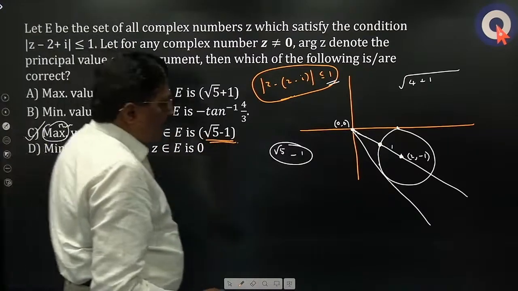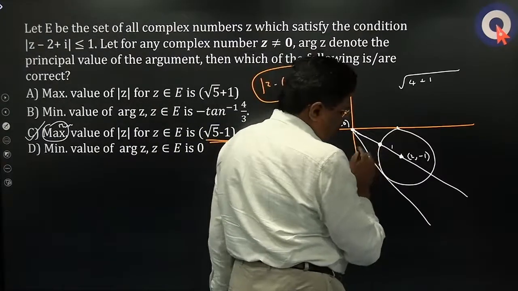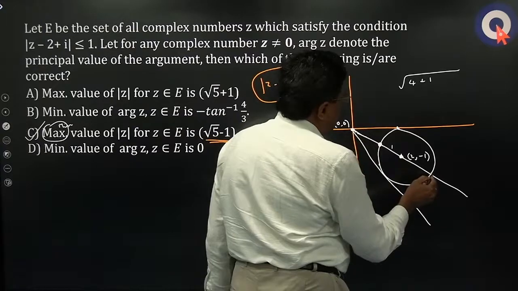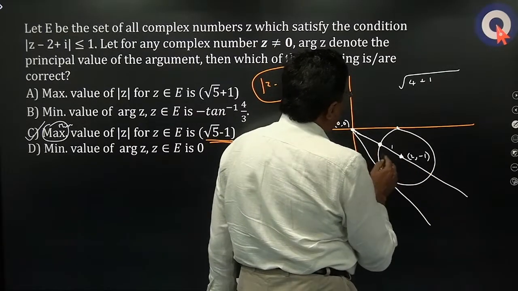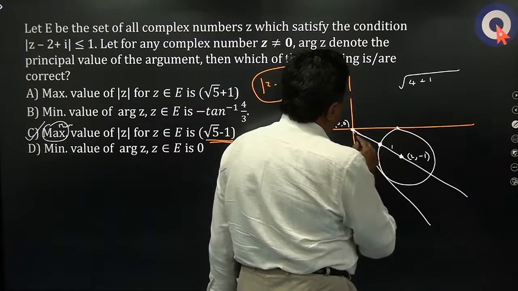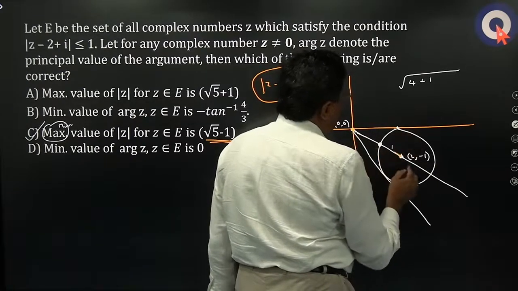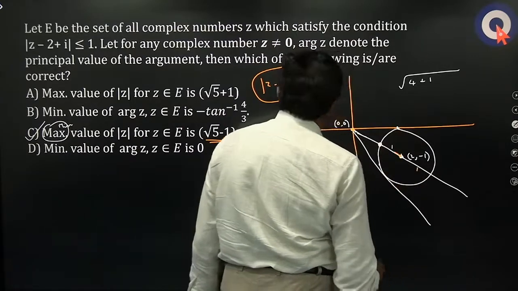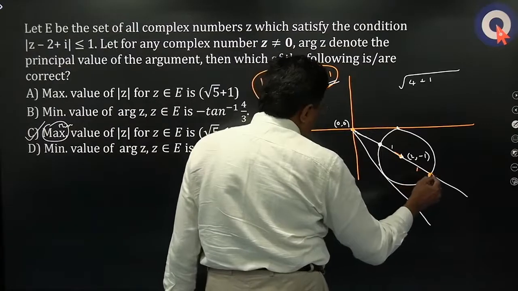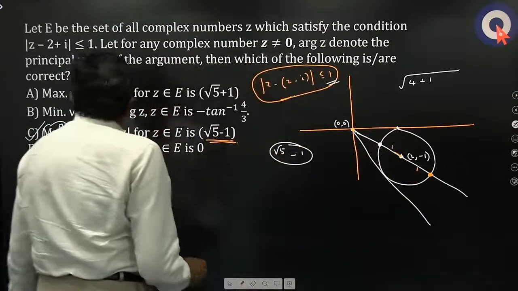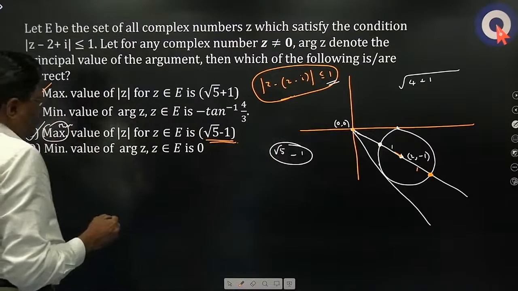Next, maximum value of mod z. When you want the maximum value of mod z, when z is here, you get the maximum value. From here to here it is root 5 and the radius is 1 unit. So root 5 plus 1 will become the maximum value. That happens when z comes here. Root 5 plus 1, yeah.